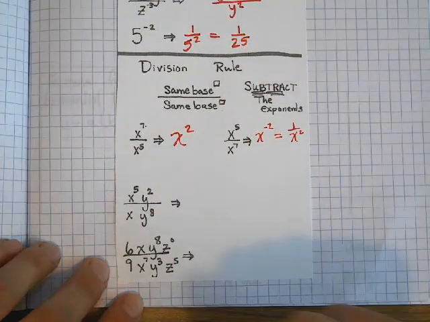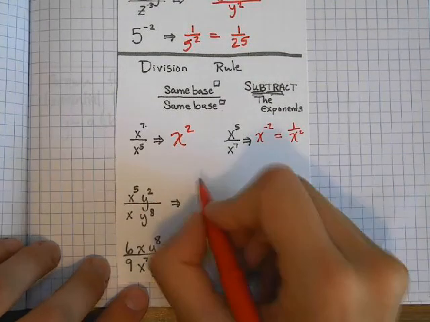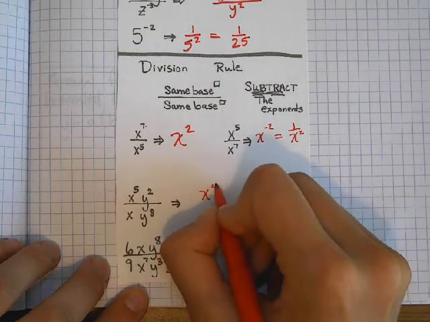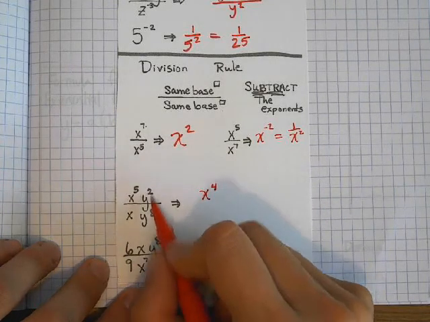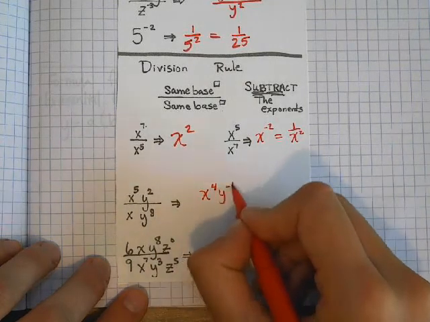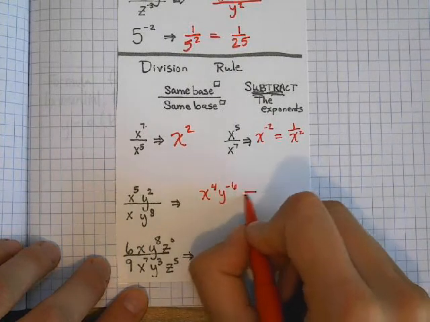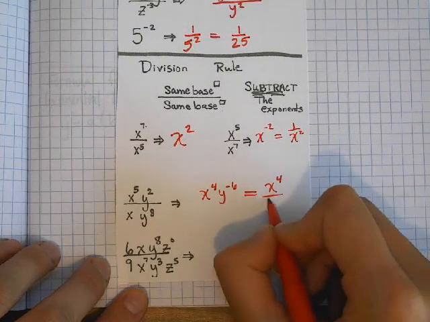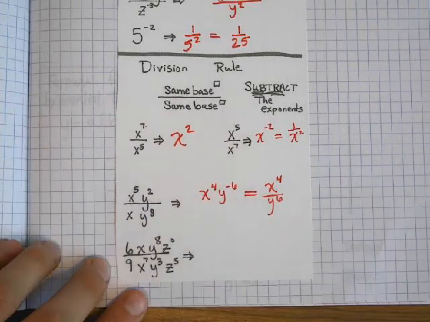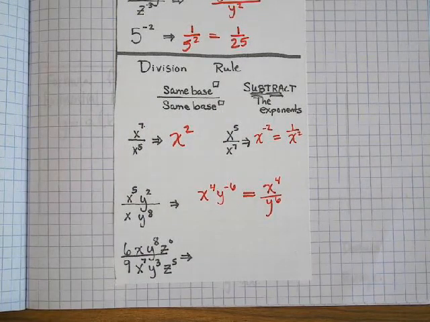All right, for our next one, look at your x's first and then deal with your y's. So 5 minus 1 would be x to the 4th. 2 minus 8 would be y to the negative 6th. So we're going to simplify this to x to the 4th over y to the 6th.